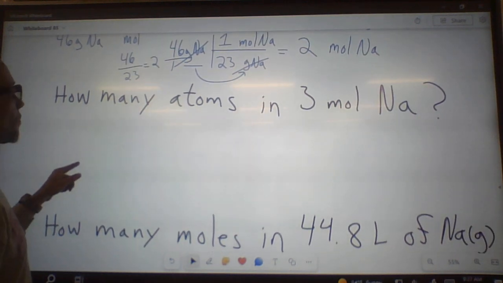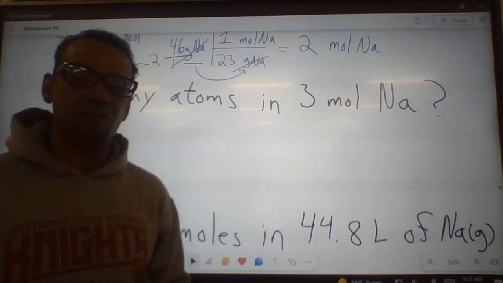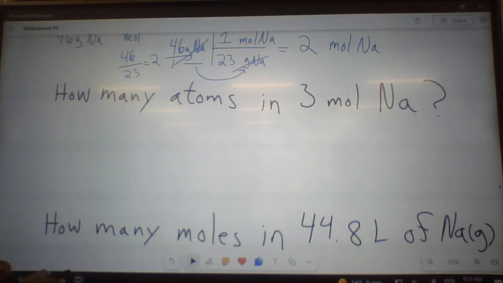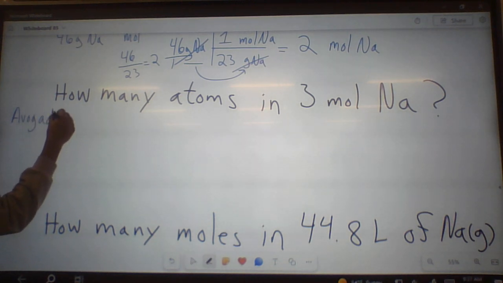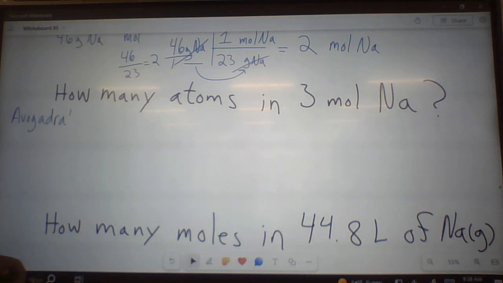All right. And then now we're getting into Avogadro's number. So let's take a second and look at what Avogadro's number is. Avocado. Oh, that's a fruit.